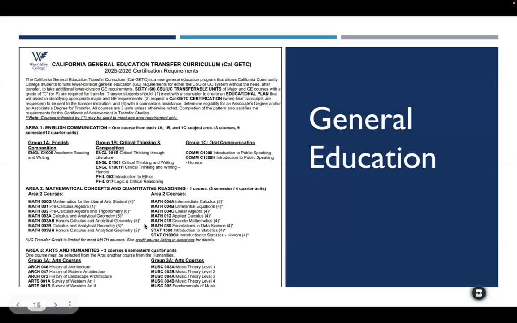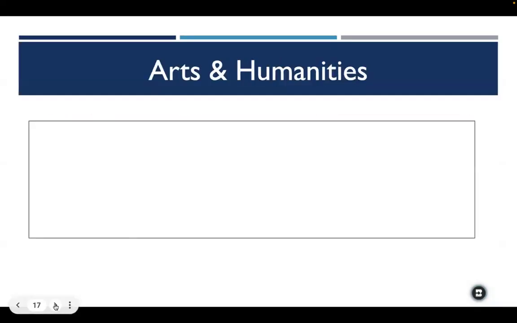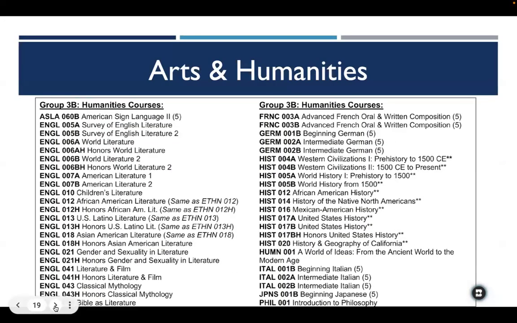Moving along to area three. Area three is sometimes confusing for people. So what you want to do is make sure that you pay attention to the bold lettering here. So you'll see area one, course from each. Area two, simply one course for general education. And then area three, arts and humanities, you're going to do two courses. So you're going to do one from the arts, that's group 3A, and one from group 3B.